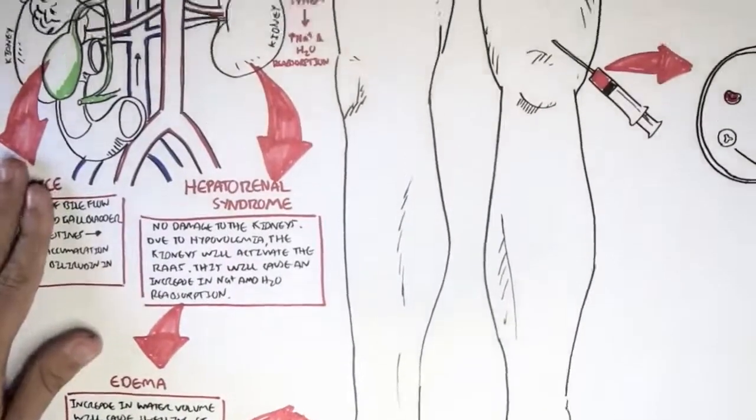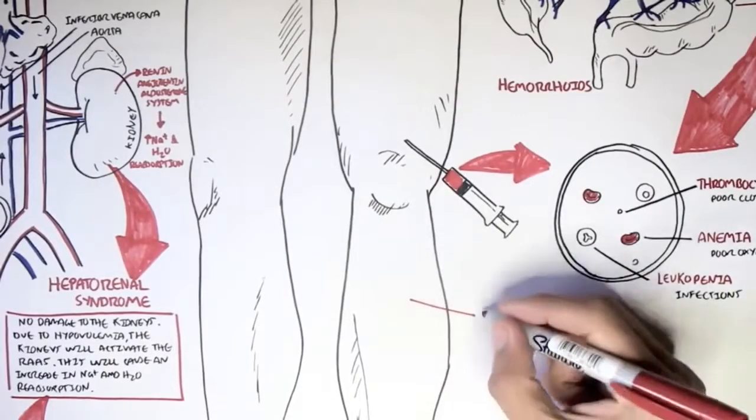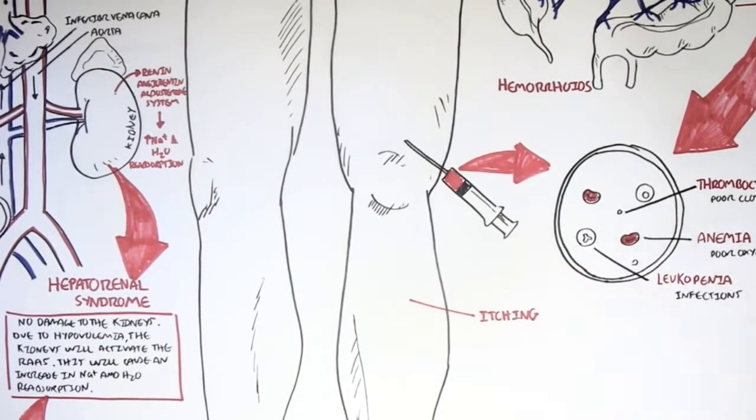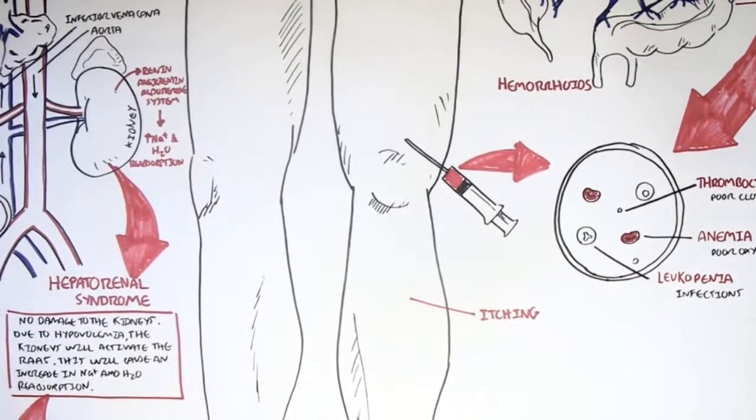Now, itching is another symptom of liver cirrhosis because of the high levels of uric acid in the skin, which can't be cleared by the liver.